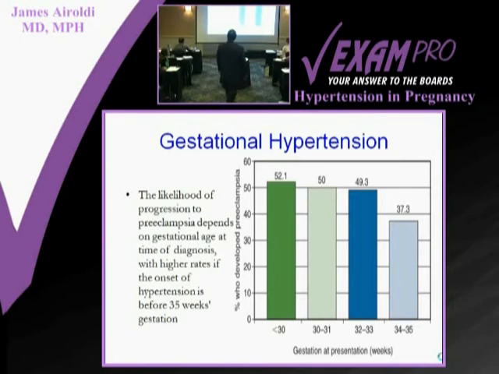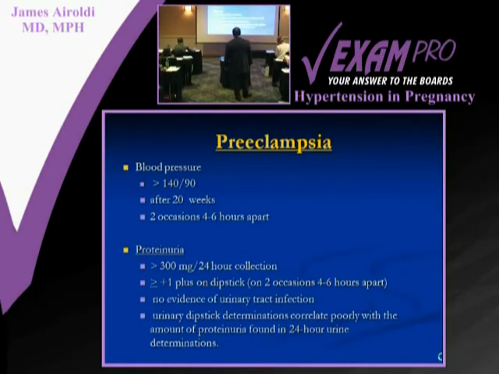Likelihood of progression to preeclampsia depends on the gestational age at the time of diagnosis, with a higher rate of onset of hypertension before 35 weeks. So as you look at this, this is very important as to when it occurs as well as to the risk of the development, as to the progression toward preeclampsia.